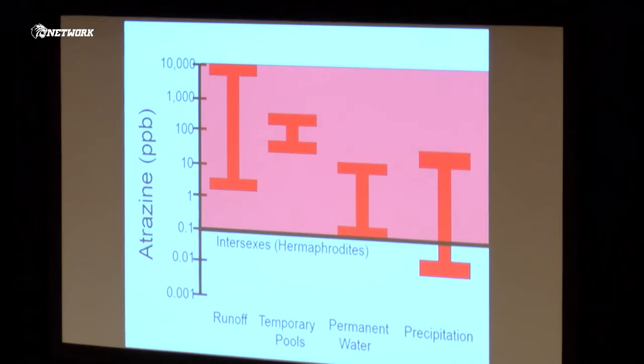There's enough atrazine in rainwater to chemically castrate and feminize frogs. 500,000 pounds of atrazine come down in the rainwater every year. It goes up on dust, it travels in clouds, and it can come down 1,000 kilometers from where it's applied. That's 600 miles for Americans.